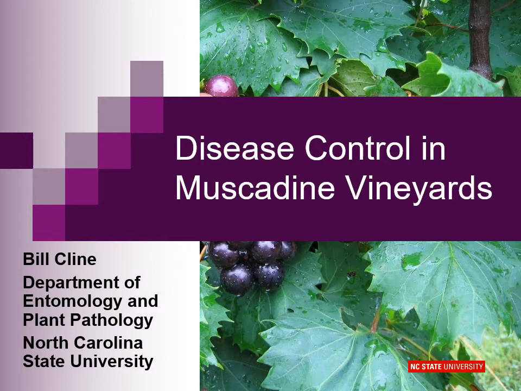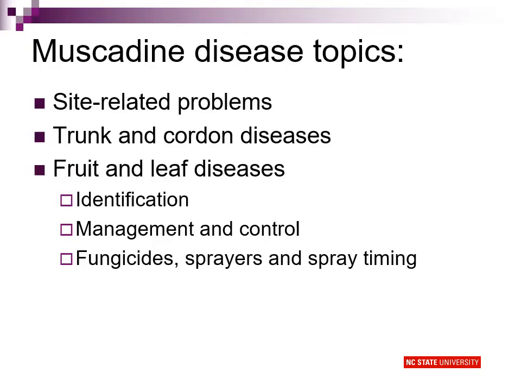This presentation will cover disease control in muscadine vineyards. The topics I'd like to cover: site-related problems, trunk and cordon diseases, fruit and leaf diseases. And once we get to fruit and leaf diseases, we'll go through identification, management and control, and then the fungicides, sprayers, and spray timing.